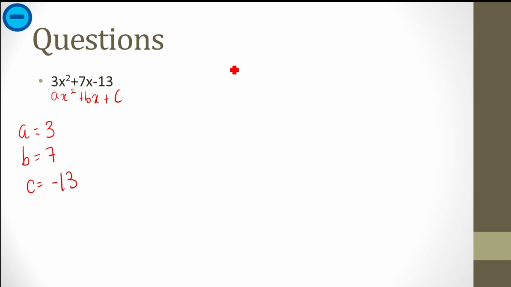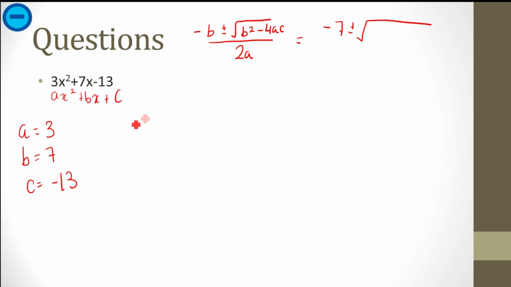Okay. Let's start from the top because we're going to need a lot of room. Minus b plus minus the square root of b squared minus 4ac, all over 2a. Now let's plug in our values. So b equals minus 7, because there's a minus b, plus minus the square root of b squared, which is 49, minus 4 times a, which is 3, and c, which is minus 13, all over 2 times a, which is 3.